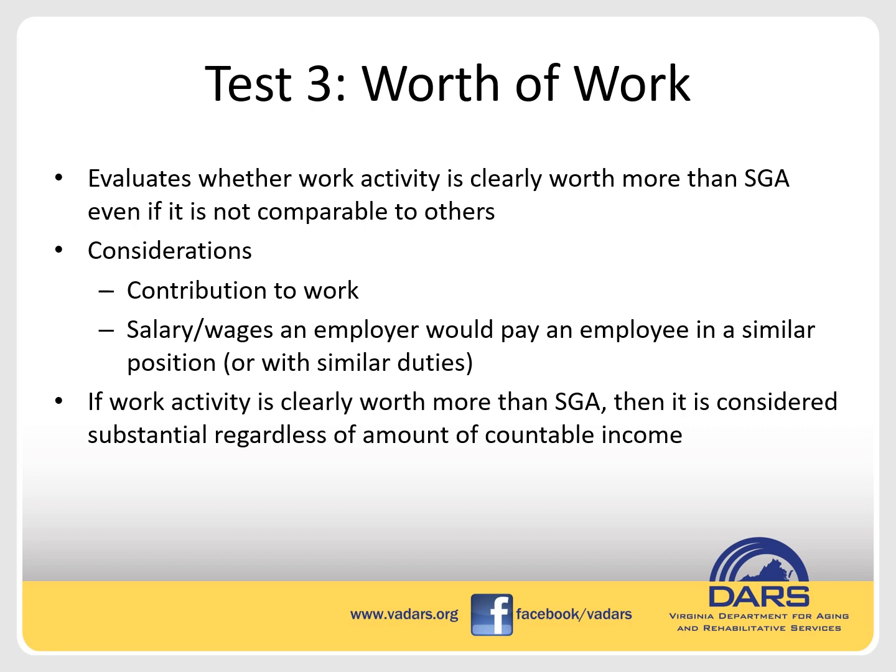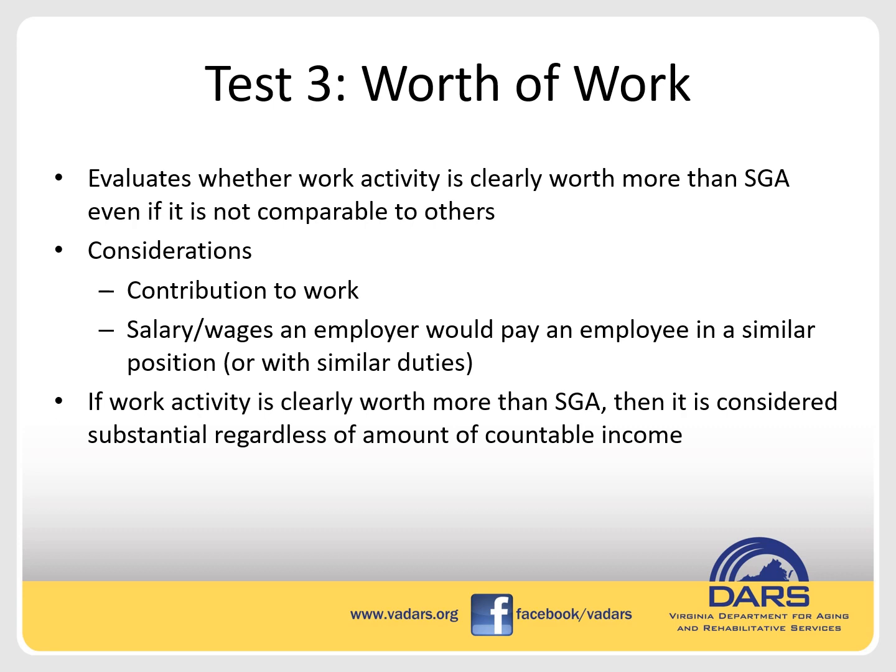They're going to look at a couple of things. They're going to consider the contribution to the work, how many hours the client puts in every month, and what job duties they're performing for their business, and whether or not their profits are in line with a salary or wage that an employer would pay if they were working for somebody else in a similar position or with a similar job duty. So if their profits are in line with what they could make in a job doing the same or similar type of work activity, working for somebody else, Social Security might find that they're working over the SGA guideline.